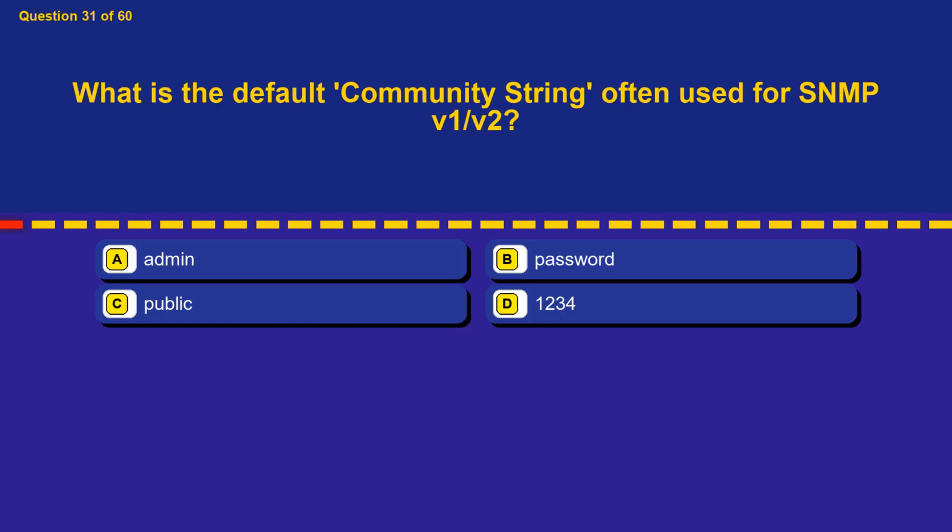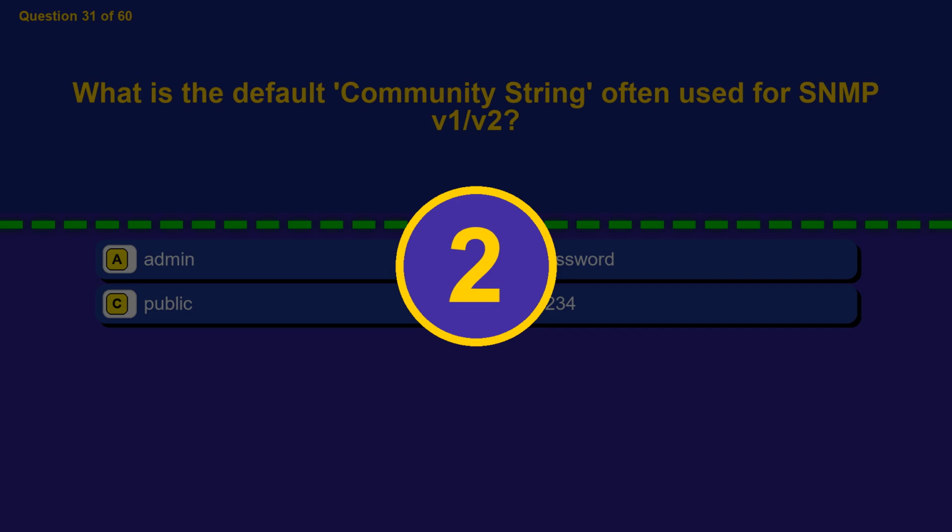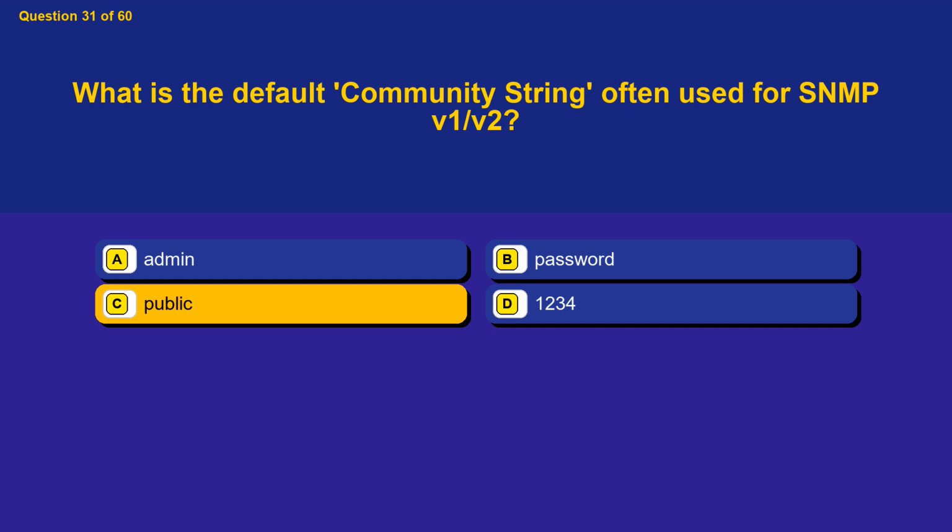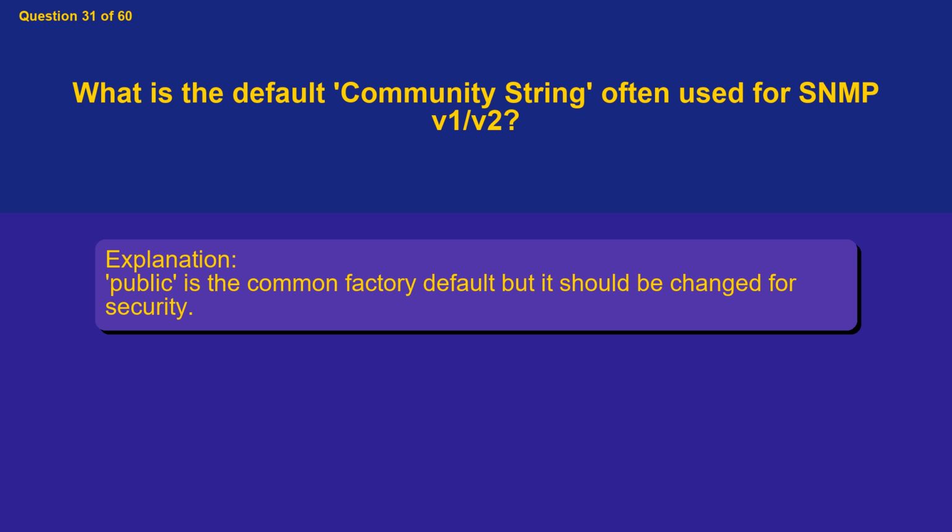Question 31. What is the default community string often used for SNMP v1/v2? Option A, Cadman. Option B, password. Option C, public. Option D, 1234. The correct answer is option C, public. Public is the common factory default, but it should be changed for security.